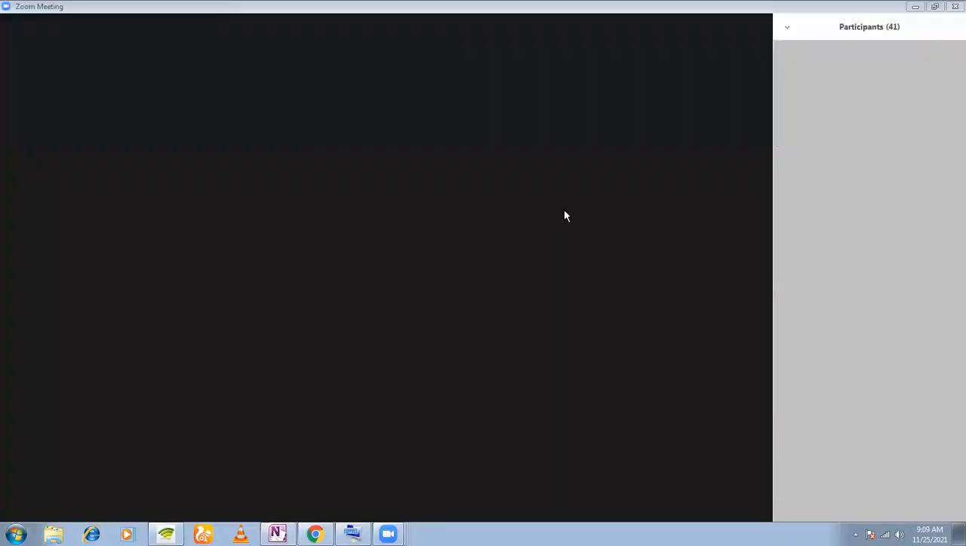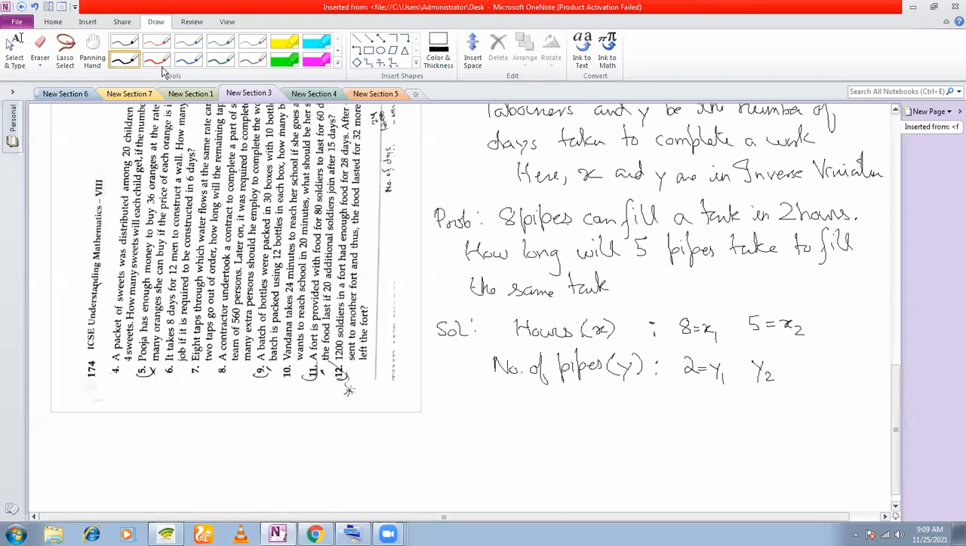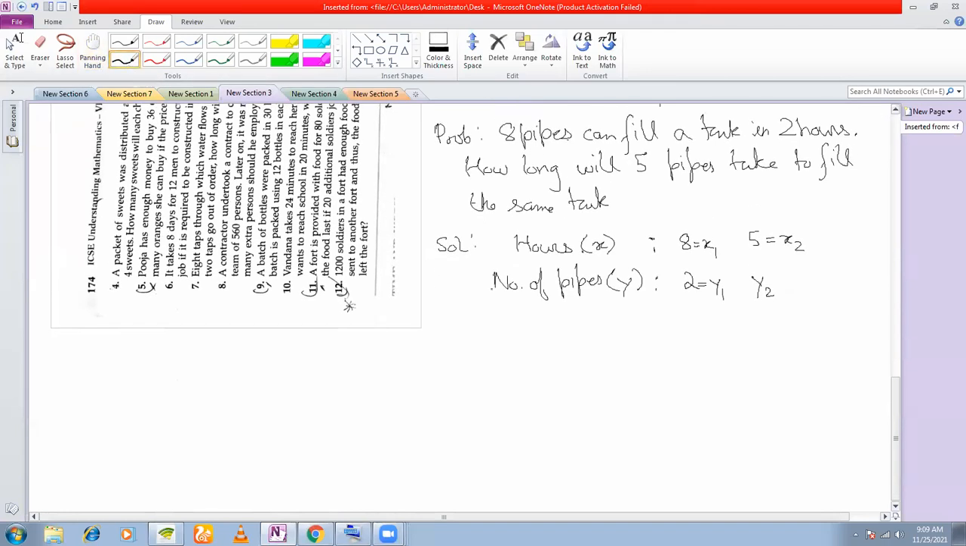So in this case, how long will it take to fill the tank? First of all, you determine whether X and Y are in direct or inverse variation. 8 pipes for 2 hours, then 5 pipes for how many hours? More than 2 hours or less than 2 hours? Here the number is decreasing from 8 to 5. So should the other one decrease or increase? We should increase.